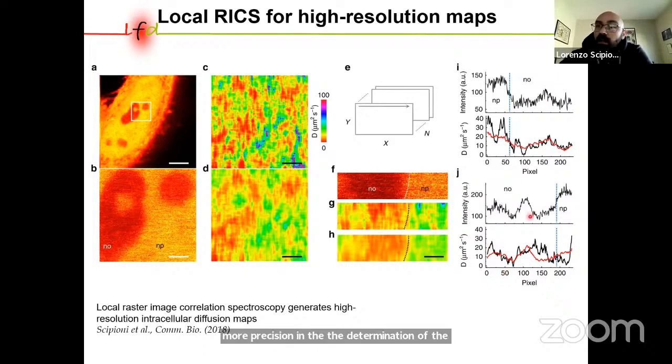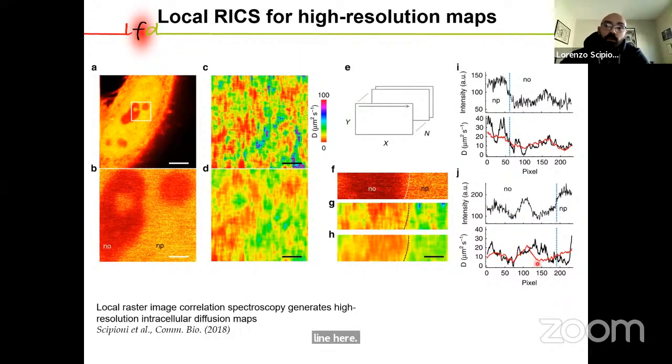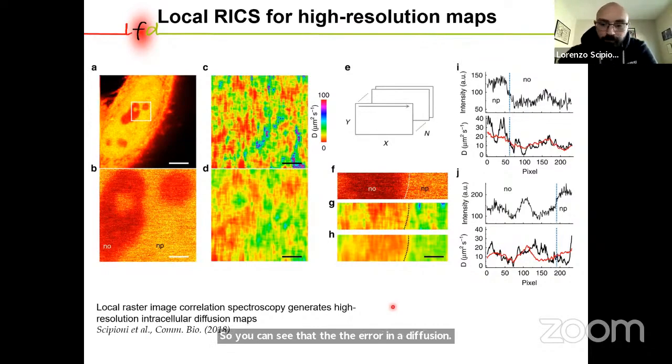As you can see here, this is the nucleolus, this is the nucleoplasm, and if you draw a line here, this is intensity, and the red line here is the diffusion coefficient, right? So you can see that the error in the diffusion coefficient is fractions of a micrometer squared per second.